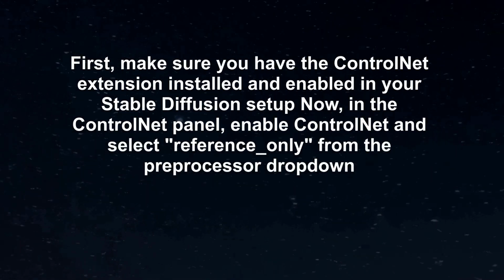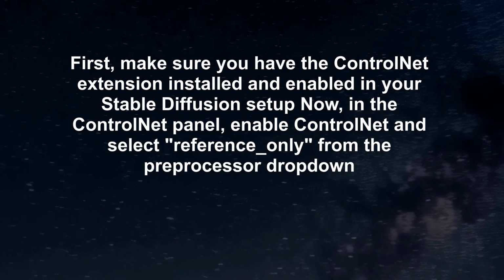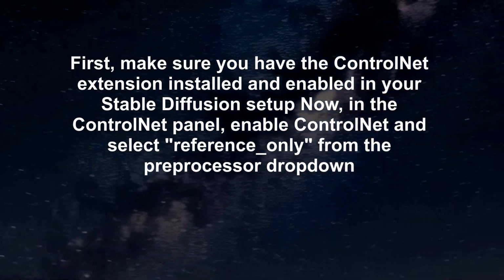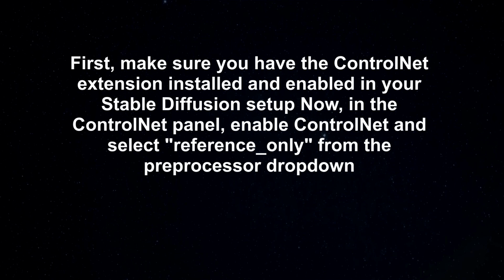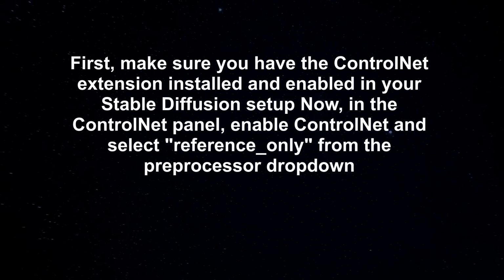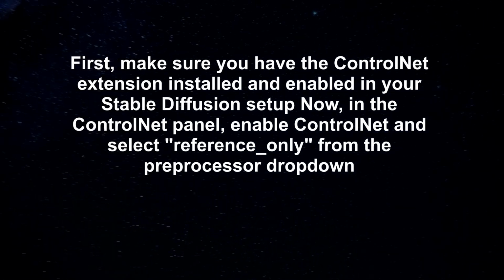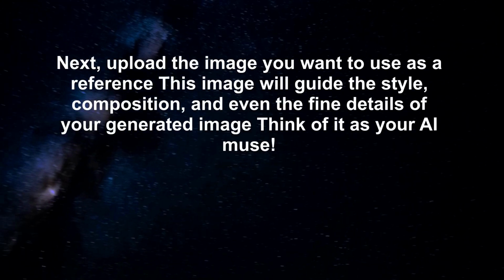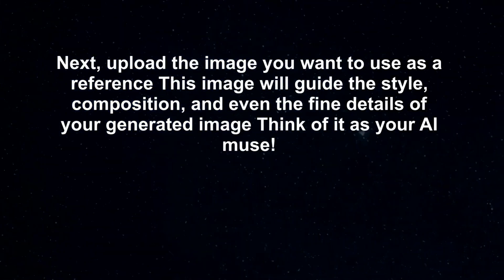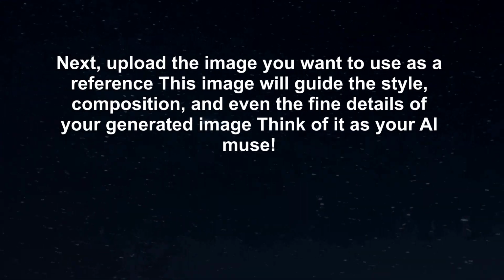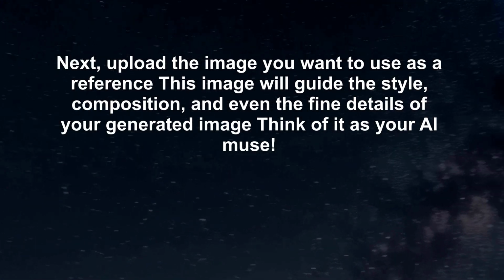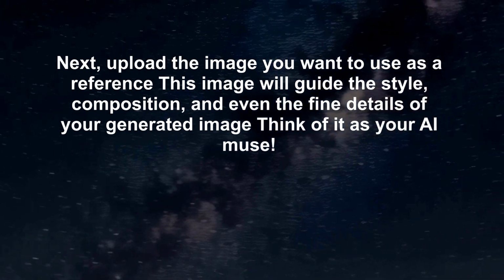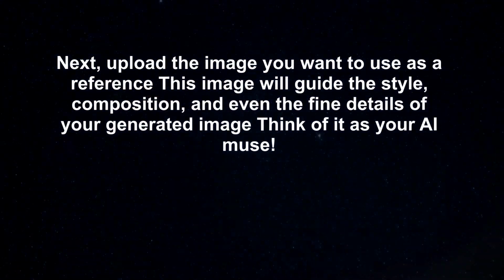First, make sure you have the ControlNet extension installed and enabled in your Stable Diffusion setup. In the ControlNet panel, enable ControlNet and select reference_only from the preprocessor drop-down. Next, upload the image you want to use as a reference. This image will guide the style, composition, and even the fine details of your generated image. Think of it as your AI muse.